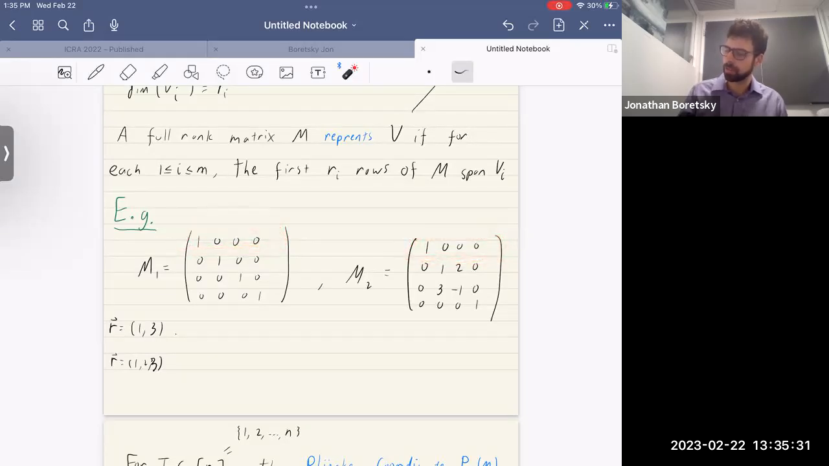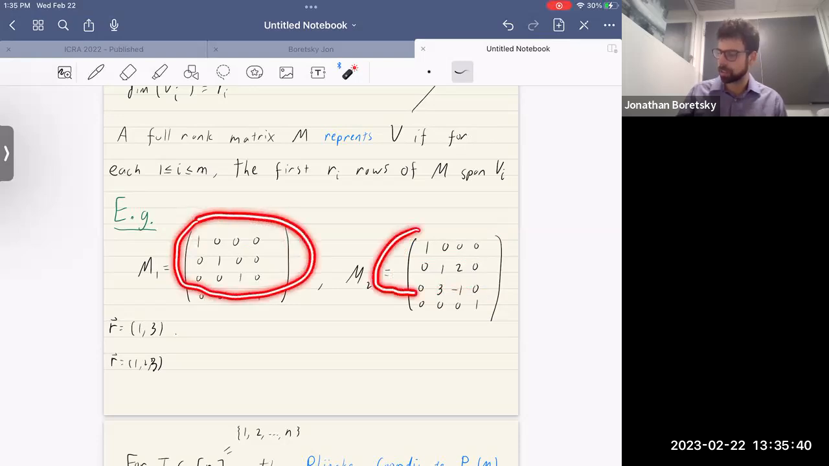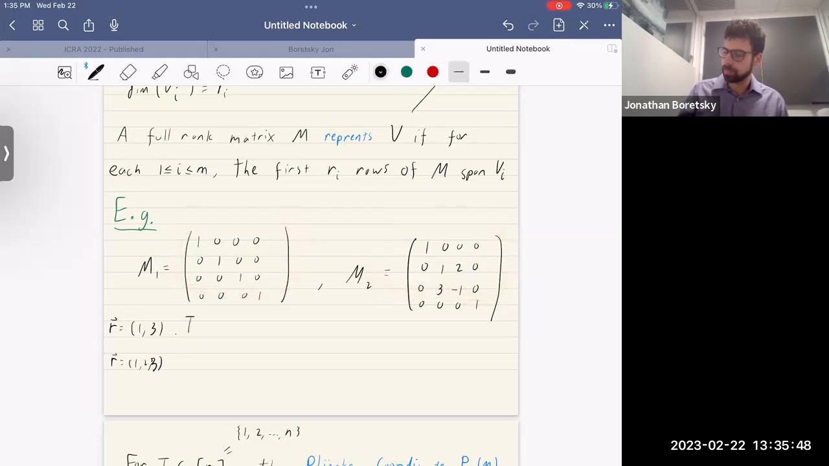So in rank 1, 3, we look at the first row and the first 3 rows. If you look at the first 3 rows, this is, again, in both cases, easily seen to be the span of the first 3 unit vectors. They have zeros down the 4th column, but non-zero things in the first 3 columns. So as flags of ranks 1, 3, M1 and M2 represent the same flag.